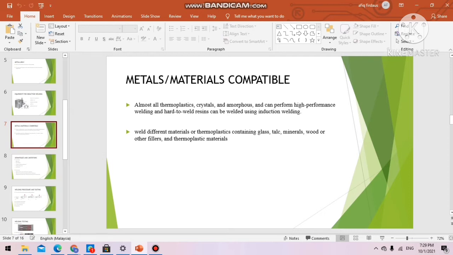For the material compatibility, almost all thermoplastics, crystalline and amorphous, can perform high performance welding, and hard to weld resins can be welded using induction welding. It can weld different materials or thermoplastics containing glass, bulk mineral, wood or other filler, and thermoplastic materials.